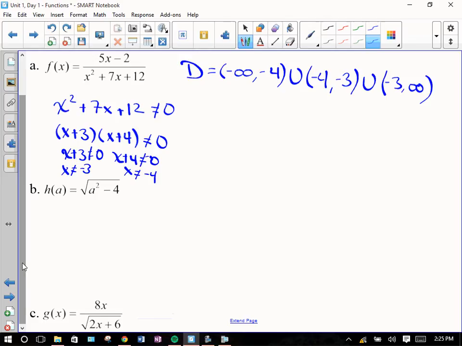Let's just look at a squared minus 4, which is underneath the square root, right? You cannot take the square root of a negative number. So a squared minus 4 has to be greater than or equal to 0.